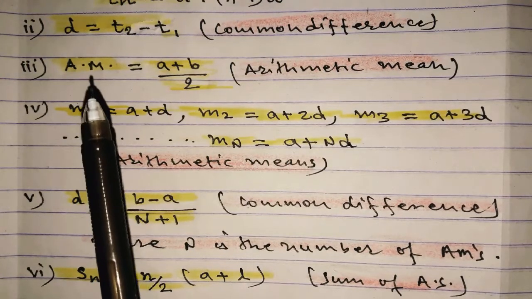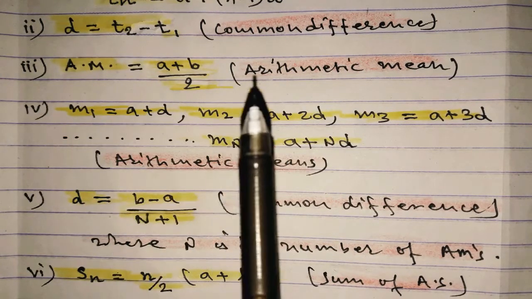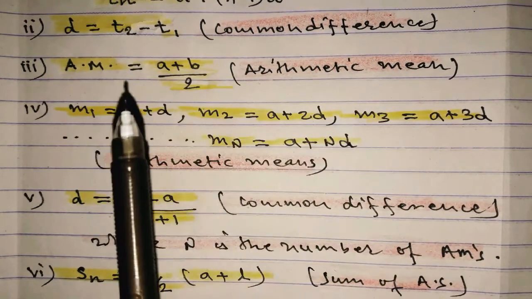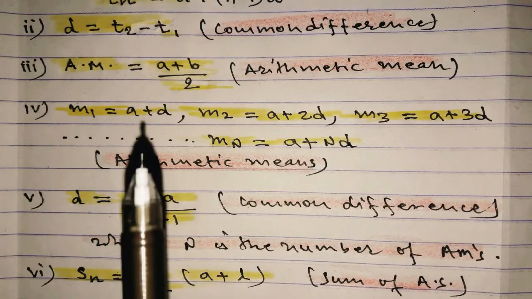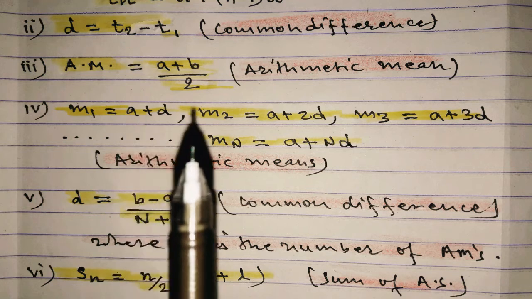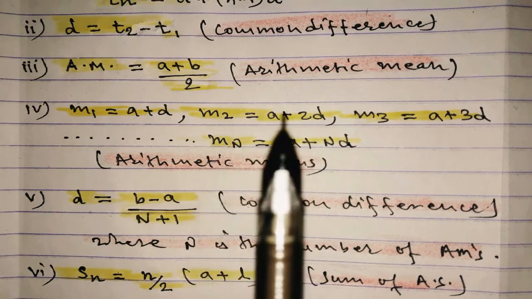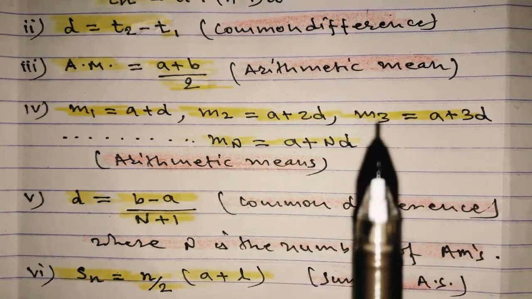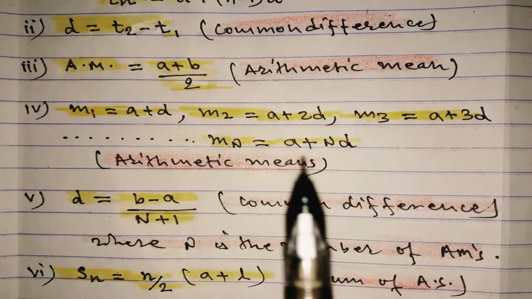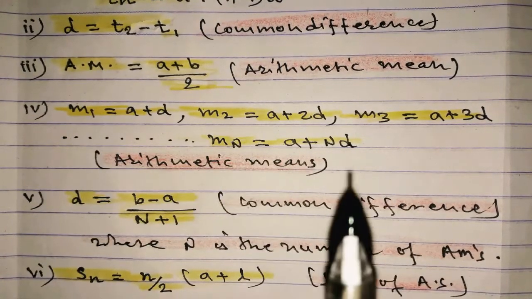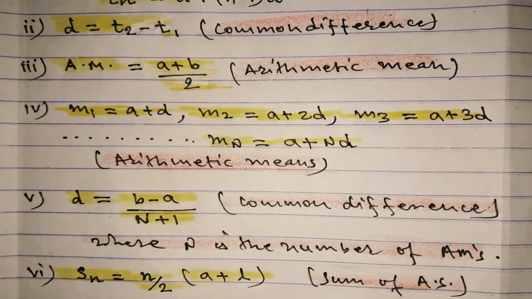So arithmetic mean, that means the middle term between any two numbers of an arithmetic sequence, is given by the formula (A + B)/2. Now formula number 4: M1 = A + D, that means first mean. M2 = A + 2D, second mean. M3 = A + 3D, third mean. Mn = A + nD, last mean, or we can say nth mean. So M1, M2, M3, Mn are the arithmetic means between any two given numbers.